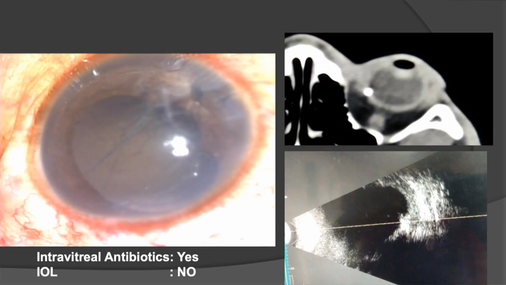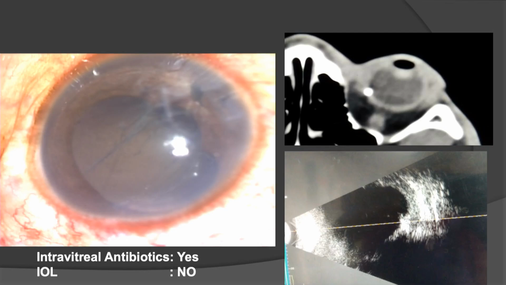So this was a case which was referred. He had a ruptured lens which was removed. CT scan showed the intraocular foreign body. He was given intravitreal antibiotics and then referred. That is exactly the correct way to refer a patient.